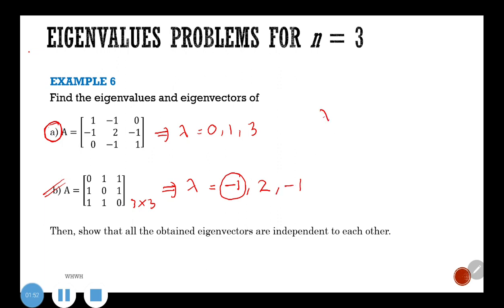Maksudnya kalau you solve, jawapan dia lambda plus 1 squared and then lambda minus 2, something like this, equals to 0. So meaning that the eigenvalue of negative 1 occurred twice. So for each of these negative 1 you have to find its corresponding eigenvector. Negative 1 yang first, lambda 1 equals to negative 1, and then the eigenvector for lambda 2 equals to negative 1 juga. And then you have to make sure these two eigenvectors are linearly independent.